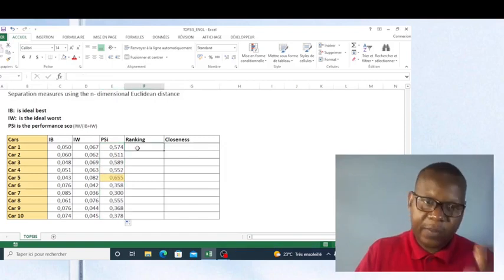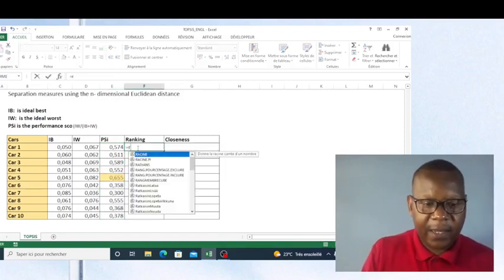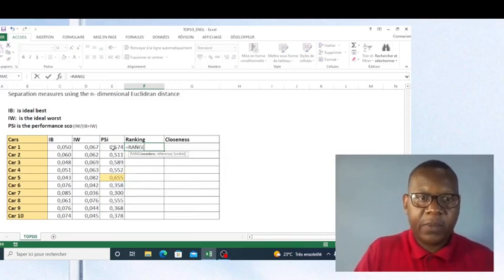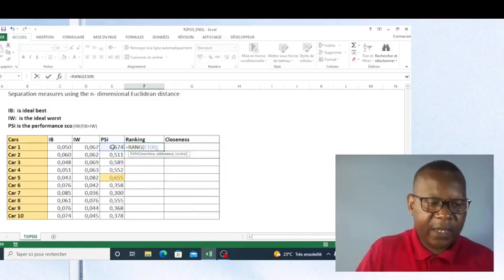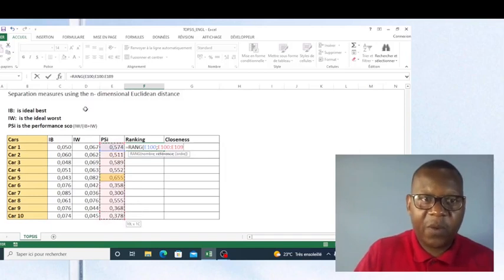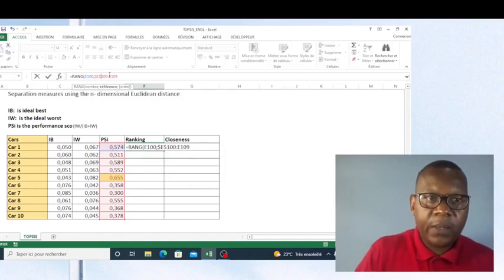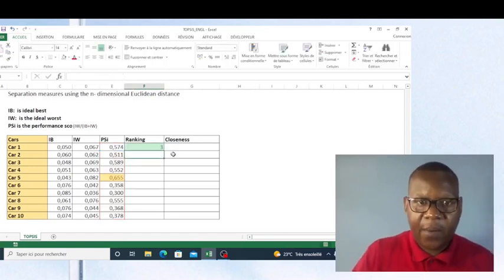Now I can do the ranking. I use this function rank because I'm working in French. This one, this value, I have to show the matrix which will be fixed so as to allow me to drag the formula, to copy the formula. Now I fix this matrix like this, and I close the parentheses. Now I can just drag this formula here.